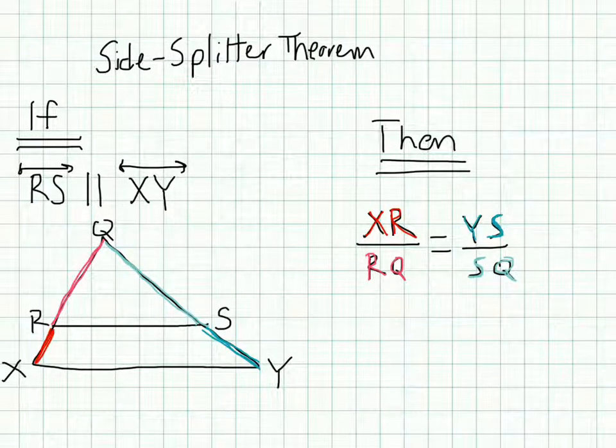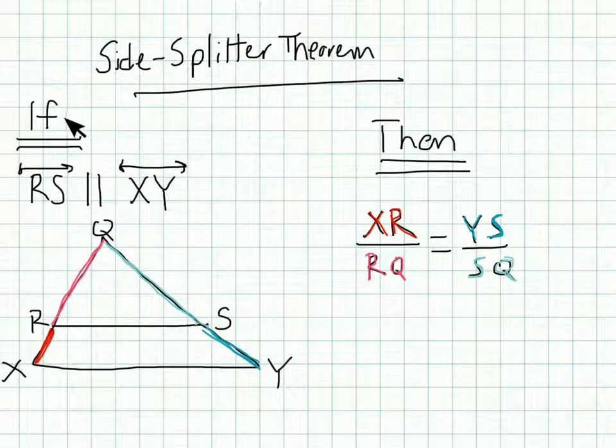The first one is the side splitter theorem. What this says, and I'll read it slowly so you can fill it in, is that if a line is parallel to one side of a triangle and it intersects the other two sides, then it divides those sides proportionally. So I'll say it one more time.